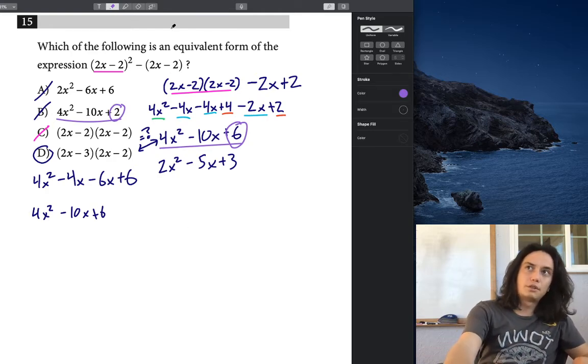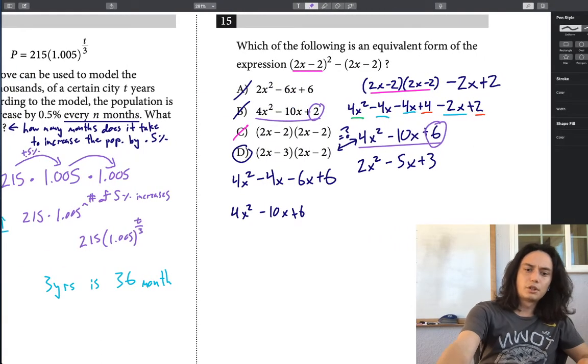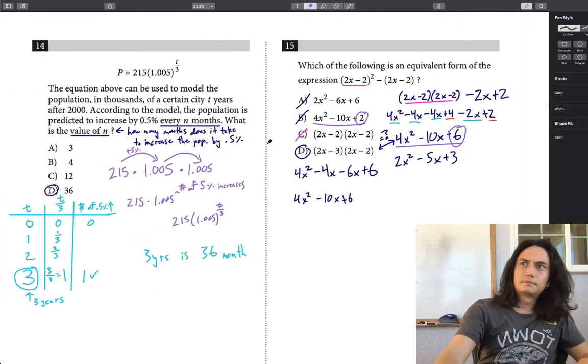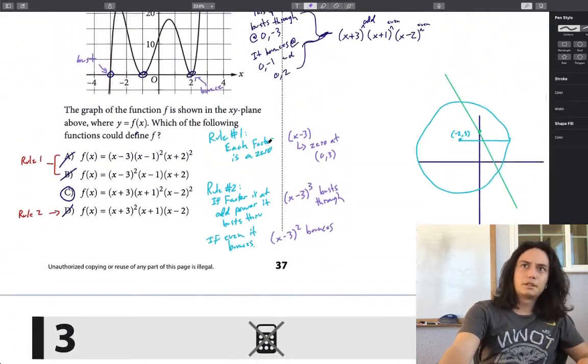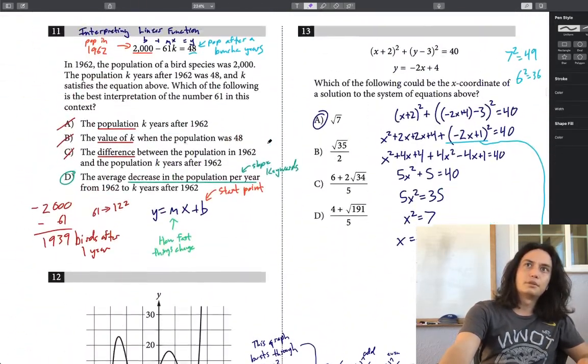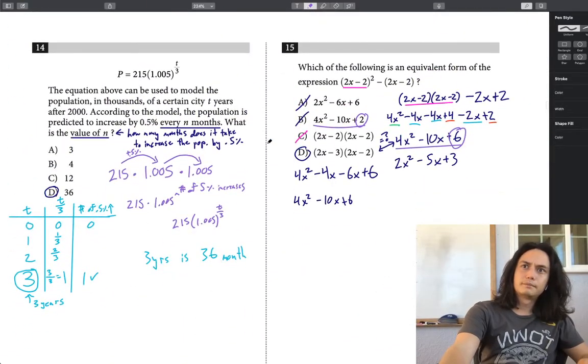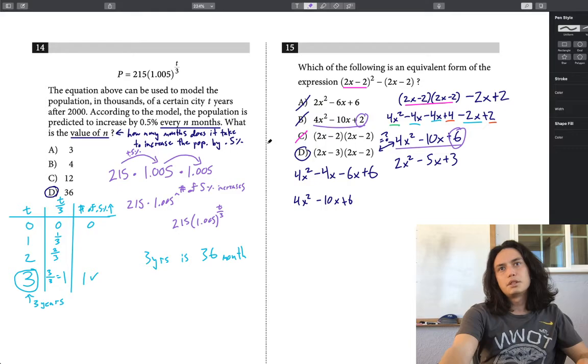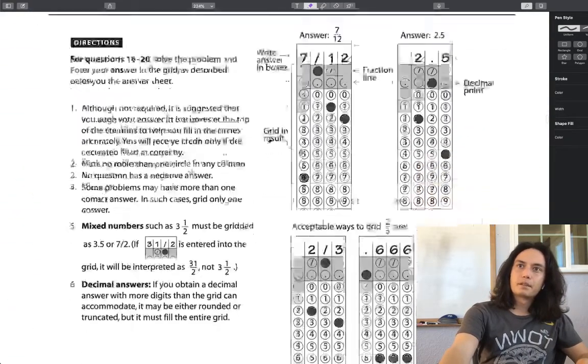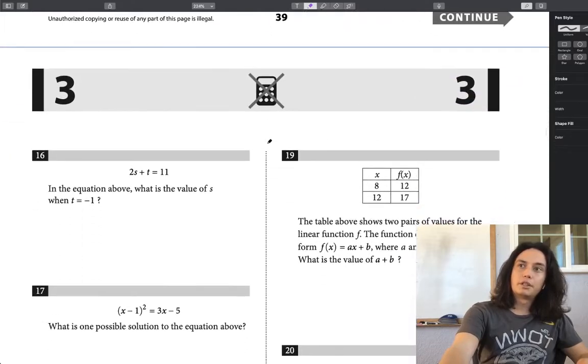I wouldn't call question 15 the hardest question on this test by any means. So far, it feels like 13 was the hardest, maybe 14. Yeah, 14, 13 feels like the hardest to me for sure. All right, so that's 15. Anything else to say on 15? No, not really. Okay, so now we're going to go into the grid-in questions.